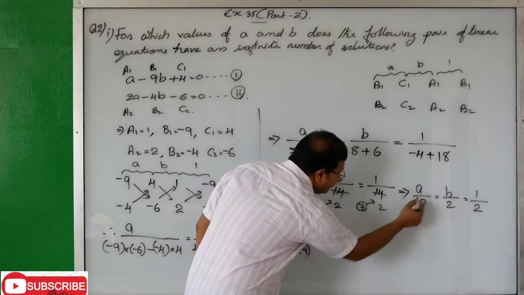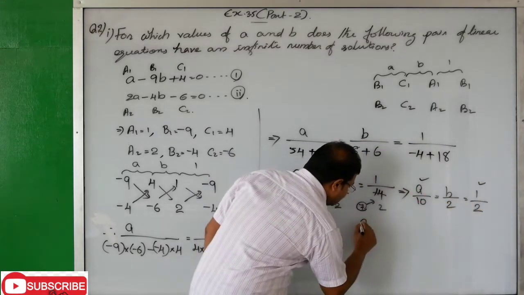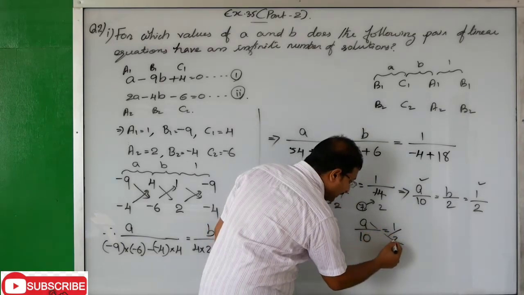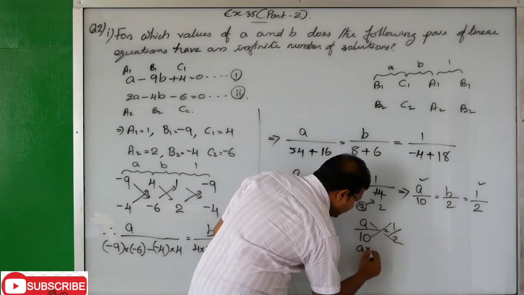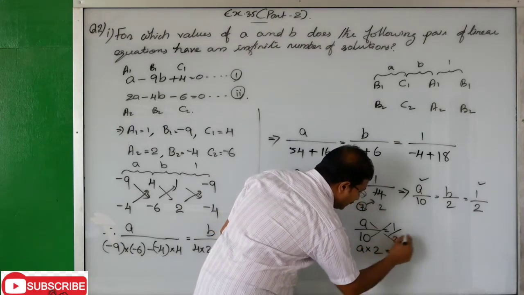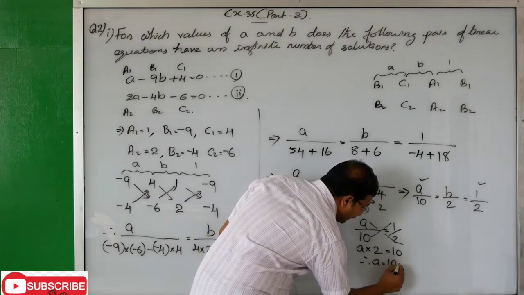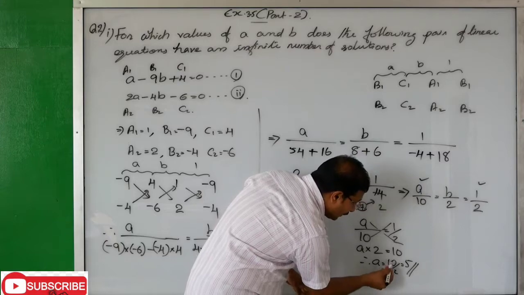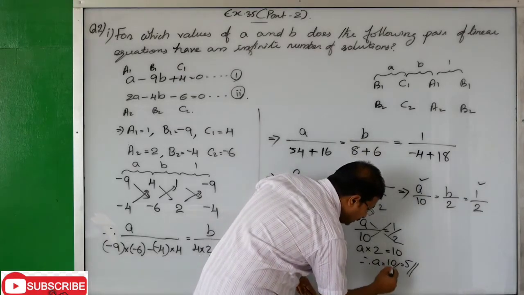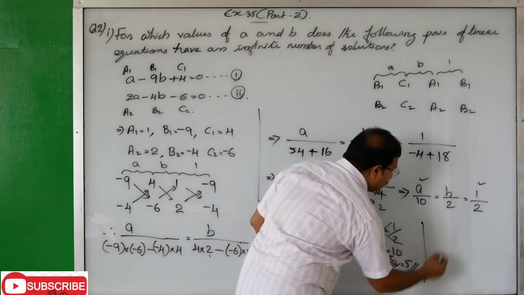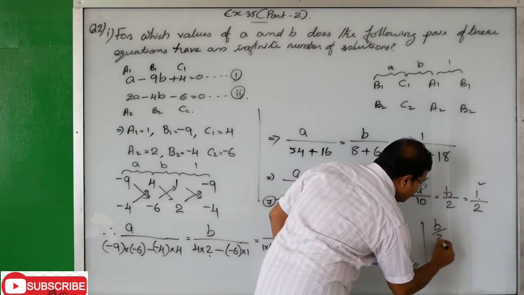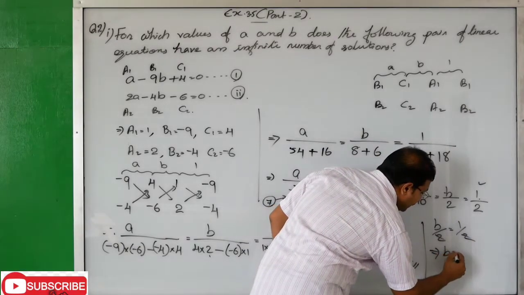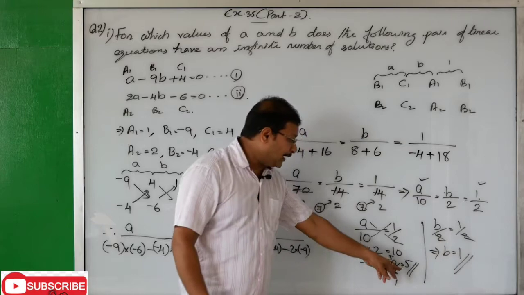Now what will happen? First and last we will write. That means a by 10 equals 1 by 2. Let's cross multiply. That means a into 2 equals 10 into 1, 10. Therefore, a equals 10 by 2 equals 5, because 2 5s are 10. Now second and last. That means b by 2 equals 1 by 2. On both sides 2 2 will cancel. That implies b equals 1. So the value of a is 5 and b is 1.